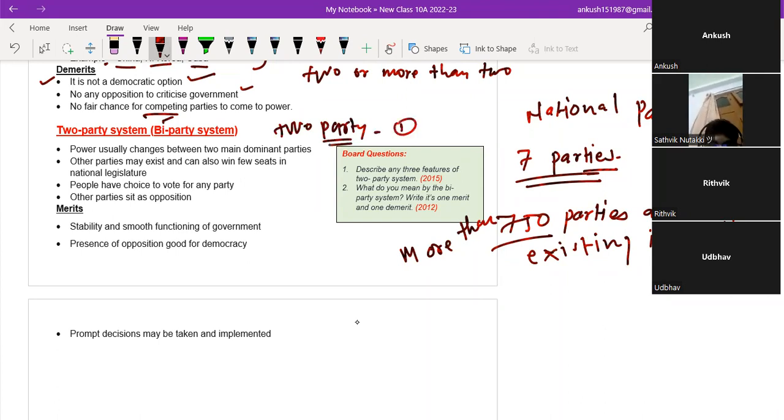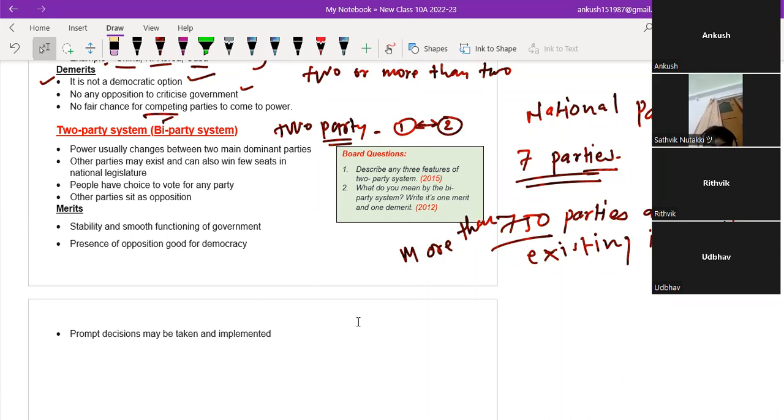See, this is one, this is second, this is first, and this is second. So competition would be in between two. Means it is definite that one will win the election and another will lose the election. Is it clear to you all?